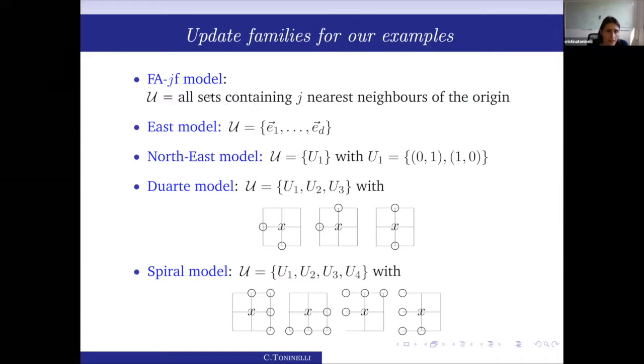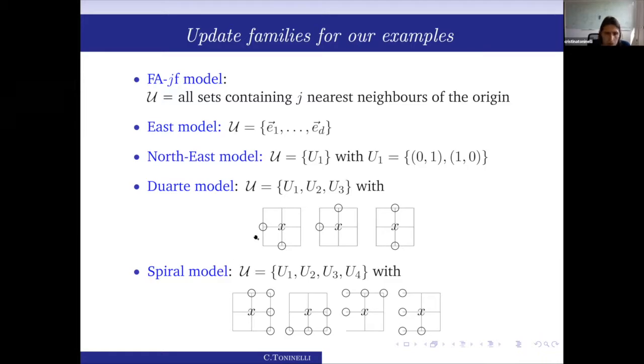And you see that the model in which you require at least J empty neighbors corresponds to the choice of the update family which contains all the sets that have at least J neighbors of the origin. So I want at least one of these sets to be empty. The East model, the model in which I want to have at least one empty site in the positively oriented neighborhood, corresponds to the choice in which the update family contains all the neighbors of the origin in the positive direction. The Northeast model corresponds to the case in which the update family contains the neighbor to the north and the neighbor to the east, both of them should be empty, and so on and so forth.